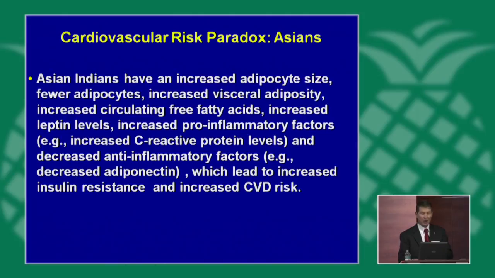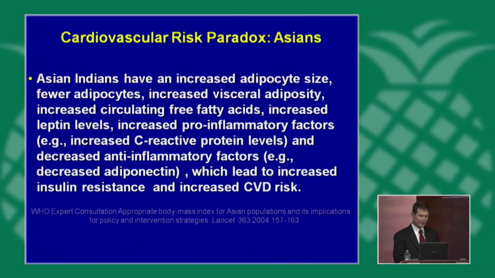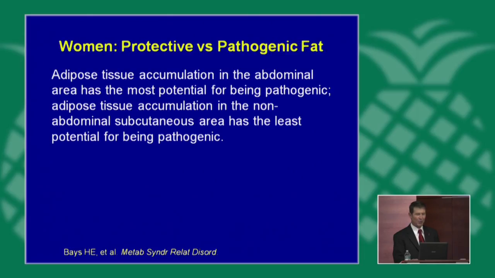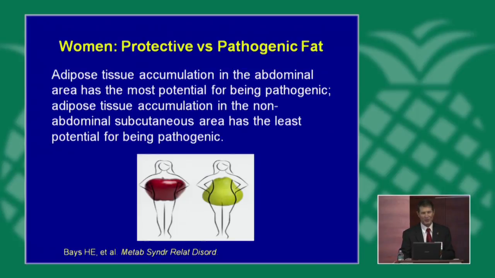And by the way, they also have, if you look at them, not only increasing inflammatory markers like C-reactive protein, but also decreased adiponectin levels. How about the gender obesity paradox? Well, the question is, why do women who have twice as much body fat as men, why are they somewhat protected? You would think they'd have a higher risk of cardiovascular disease than men because of the increased fat.